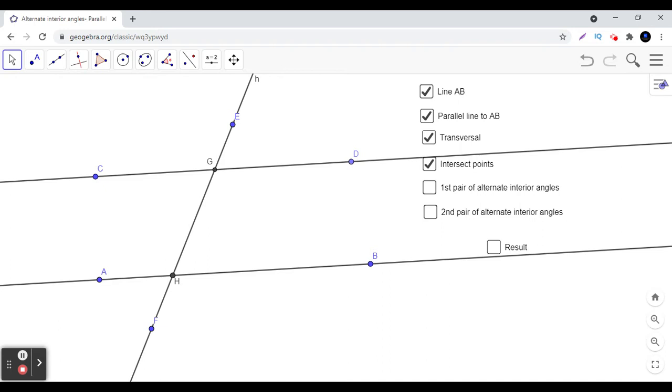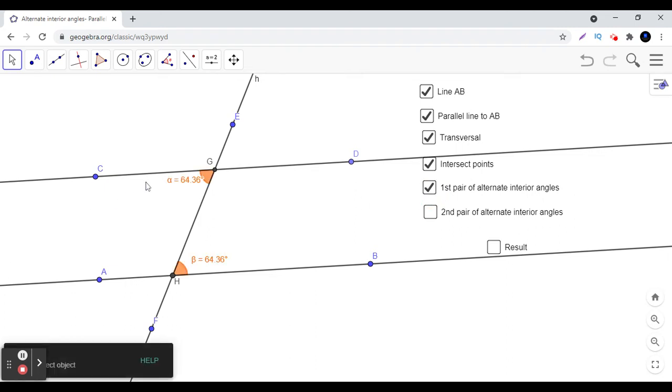So, now we are going to see what is the relationship between alternate interior angles. At present, you can see two pairs of alternate interior angles are there. First pair is angle CGH and angle BHG. And another pair is angle DGH and angle AHG. Let us see what is the measurement of this pair.